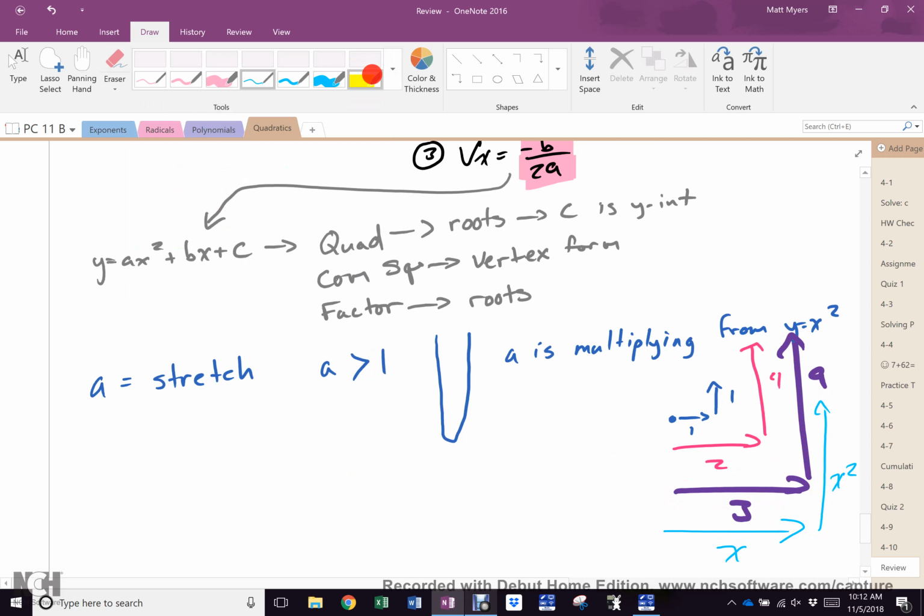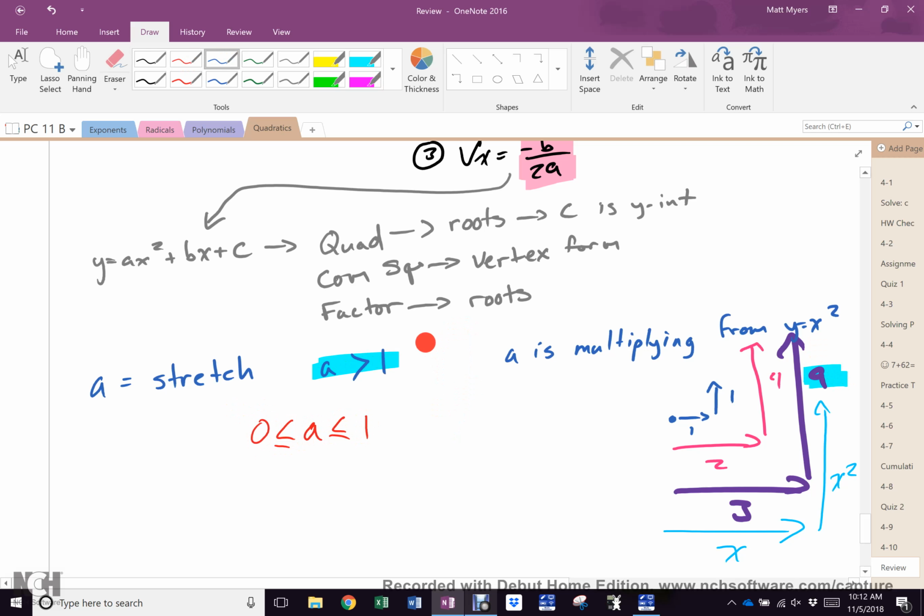Okay? My stretch factor multiplies this number. What if A is between 0 and 1? Then what do I get? It's the fat one, right? Because now I've got a fraction. Does that number still multiply here? Yeah.